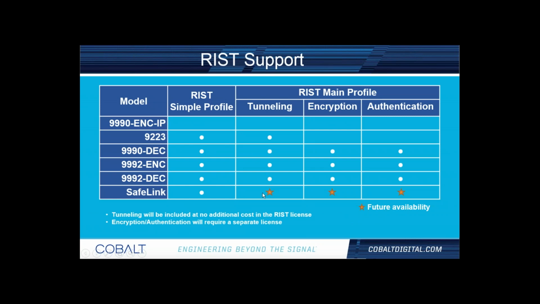RIST support on all those devices. Not all features are available in all devices. In particular, the 9980, the low cost encoder, doesn't do RIST because it's a consumer grade. The 92223 won't do encryption, but everything else is available over here.